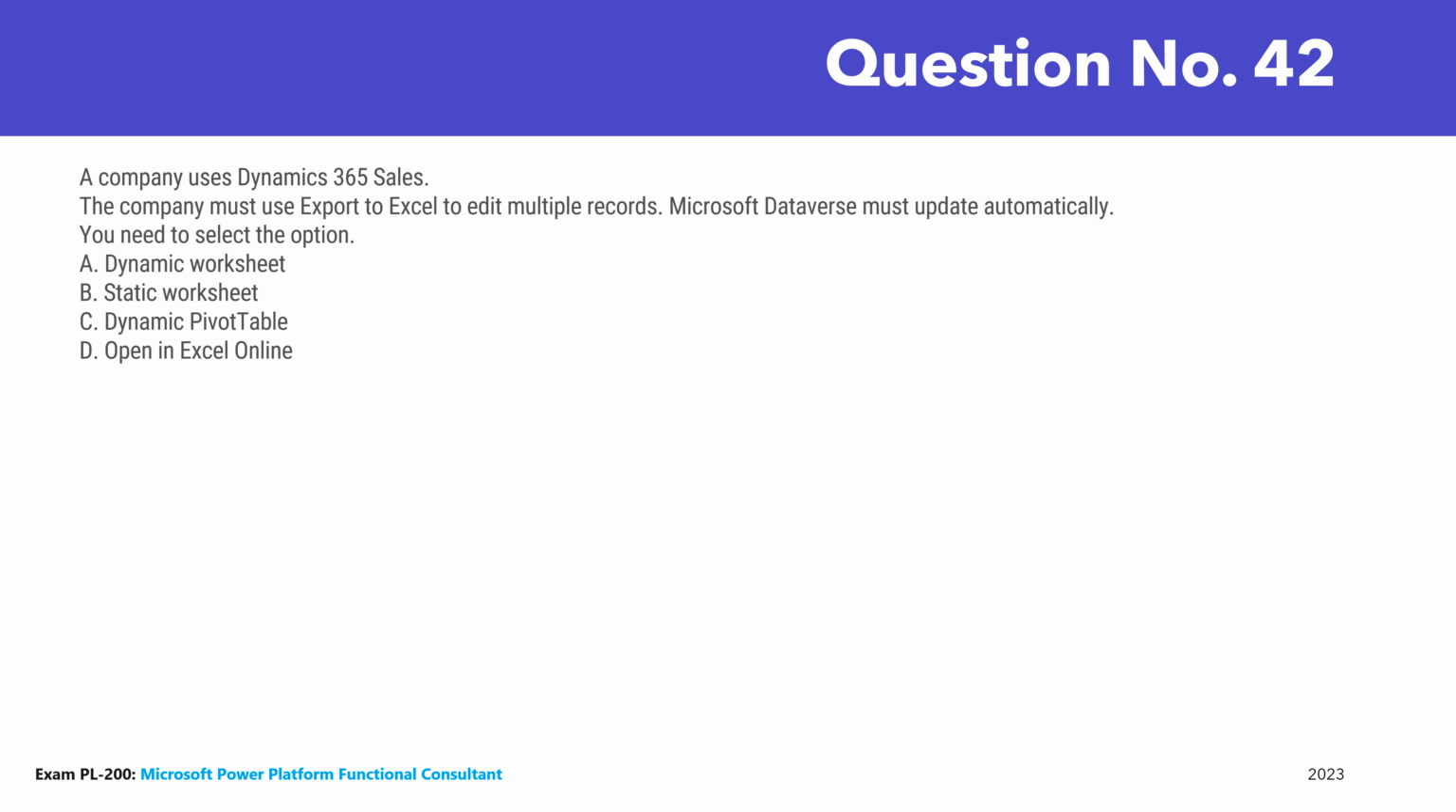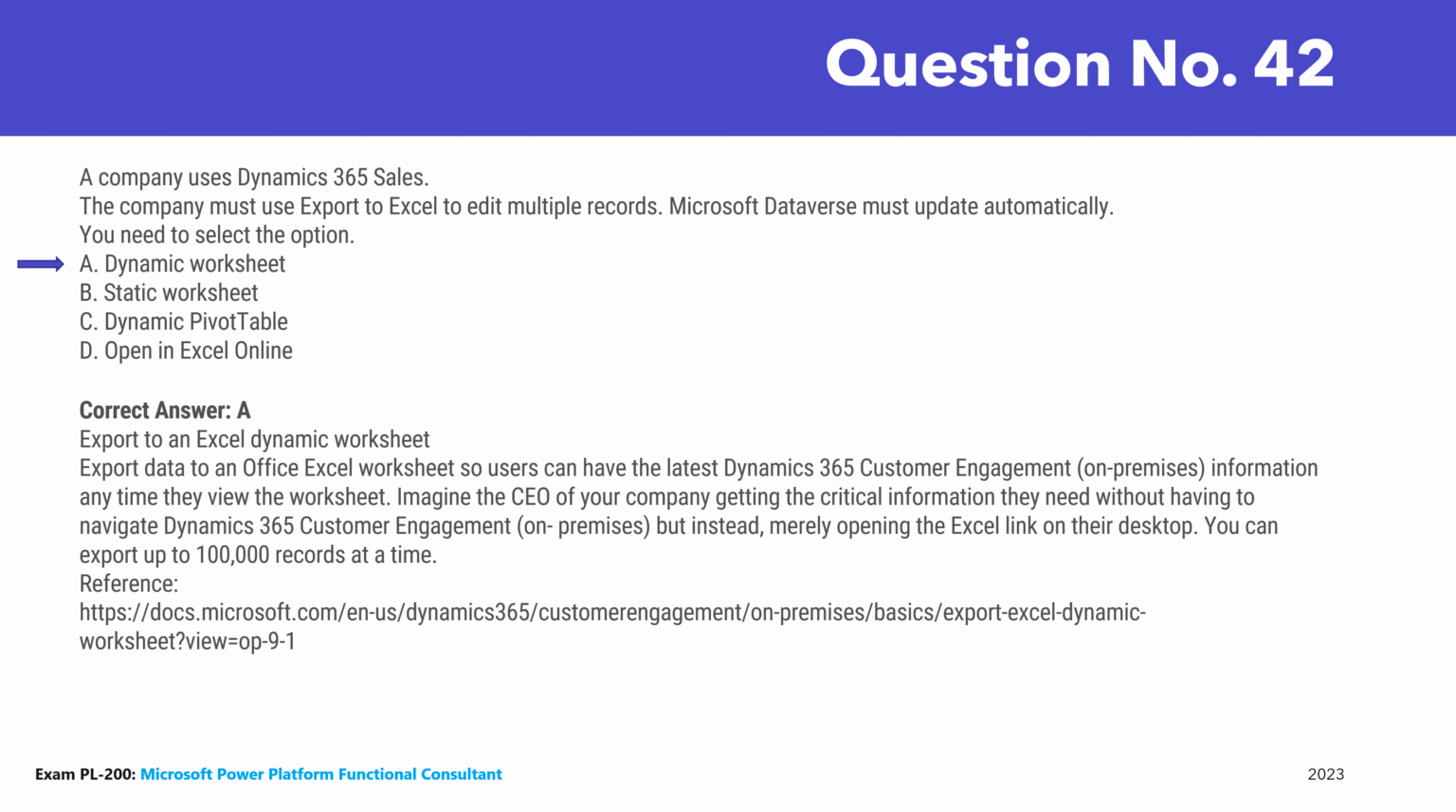A company uses Dynamics 365 Sales. The company must use Export to Excel to edit multiple records. Microsoft Dataverse must update automatically. You need to select the option: A. Dynamic worksheet. B. Static worksheet. C. Dynamic pivot table. D. Open in Excel Online. Correct answer, A.